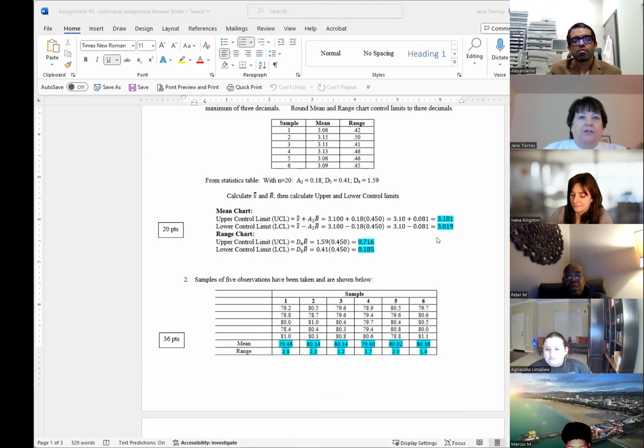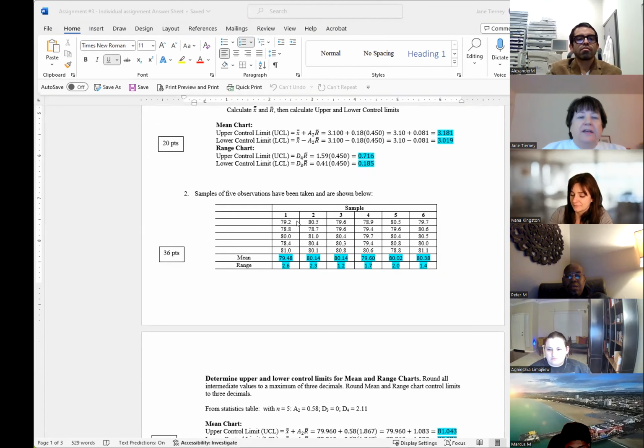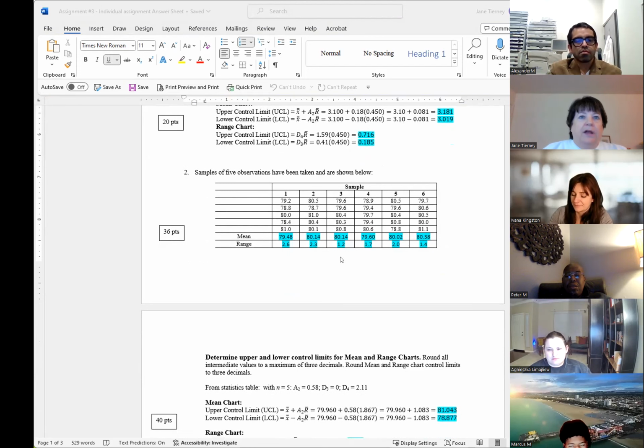Now in question 2, I'm giving you each individual reading of the samples. Does that make sense? So here are our 5 samples in sample 1: 1, 2, 3, 4, 5. So we got 5 values for the first sample. What I gave you was these 6 samples, 5 readings each. And here are the numbers. Sample 1 was 79.2, 78.8, 80, 78.4, and 81.